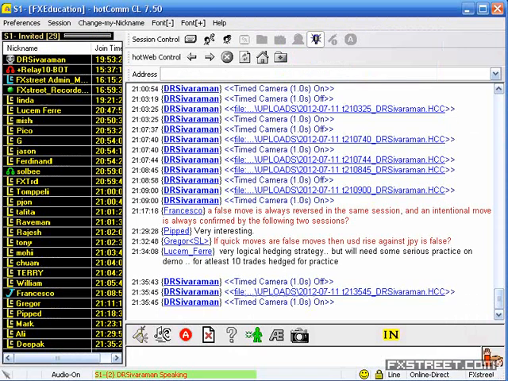I will now focus the camera over the live market code page and take up the questions which are asked here. Okay, Francisco has got a question. A false move is always reversed in the same session. Yes, you are right. A false move could be seen during the gap time. In less than 30 minutes, they could reverse.